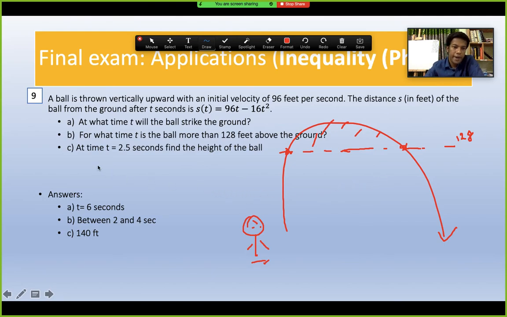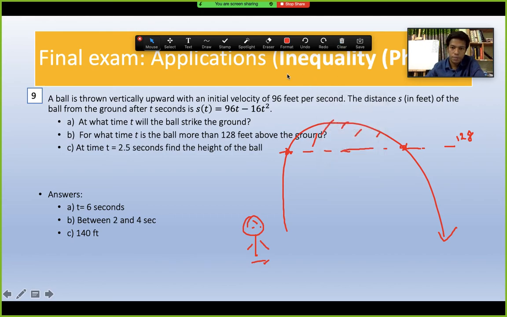At time t equals 2.5 seconds, find the height of the ball. So t equals 2.5, and we put it here. Then we will get the solution: 2.5 squared into 16 minus 96 into 2.5, which gives 140. Yes, that's correct. This is how we get the solution. If it is 3.5 or whatever the value of t is, we just put it here and get the solution.